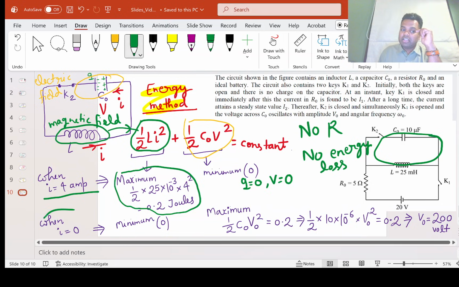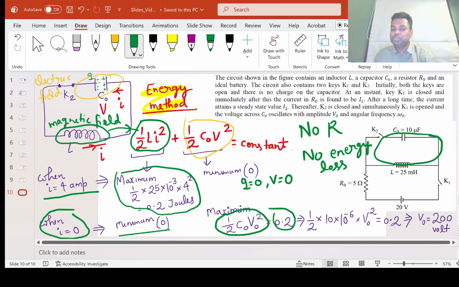But the other case is when the current is 0, there is no magnetic energy left in the inductor, and that is 0. And all the energy converts into the energy in the capacitor plates. So that half C naught V naught square has to be 0.2 joules from here. And if you use that and solve it, you will get V naught as 200 volts.